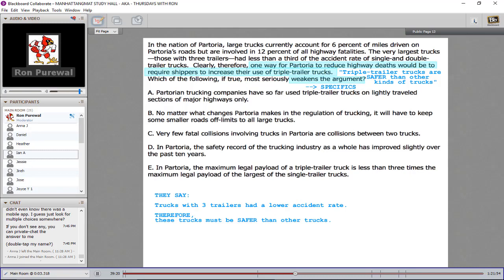What do we need? We need a reason. This is a fact, and you can't make facts less true. So this is actually factual. Therefore, these trucks must be safer than other trucks. What do we want here? How would you summarize the standard for a correct answer?